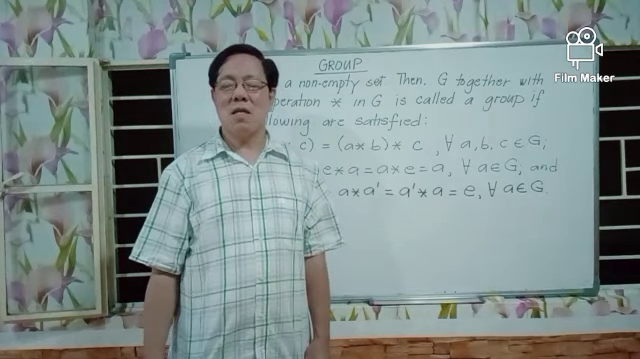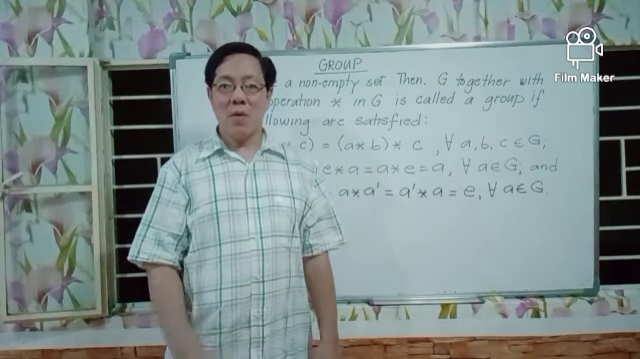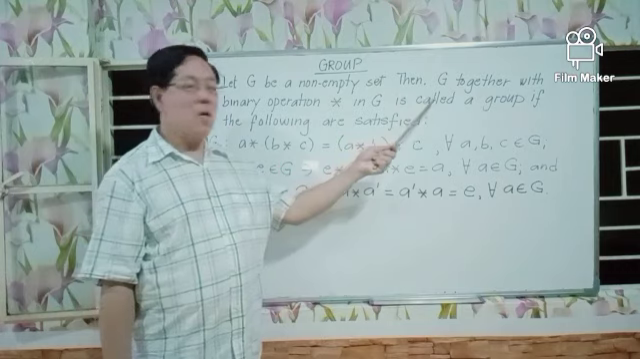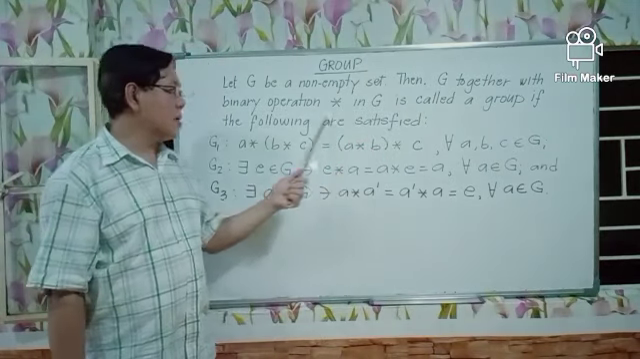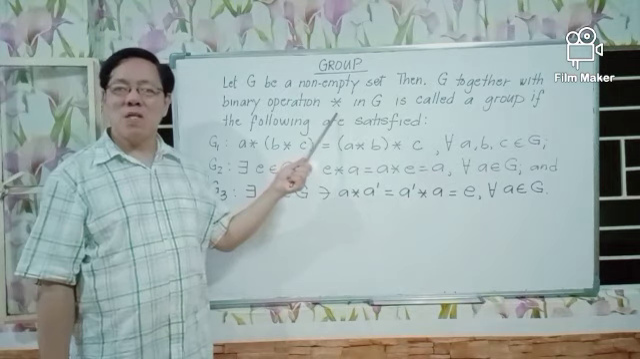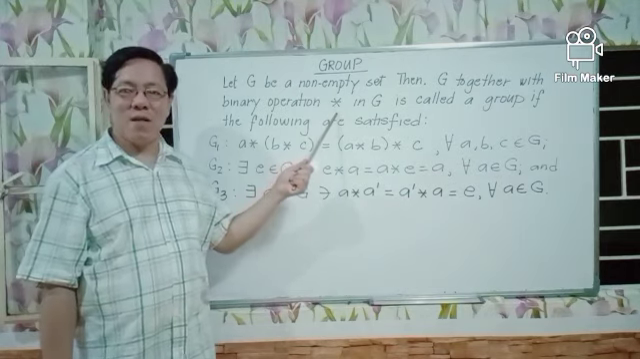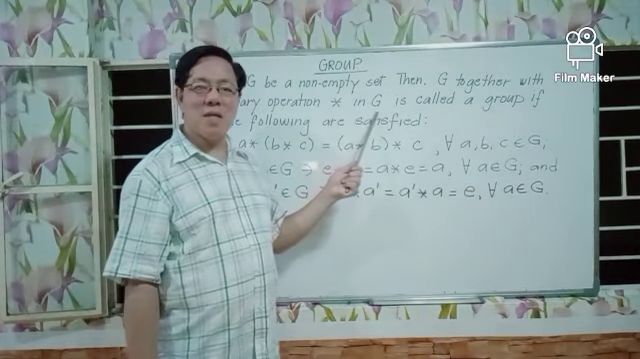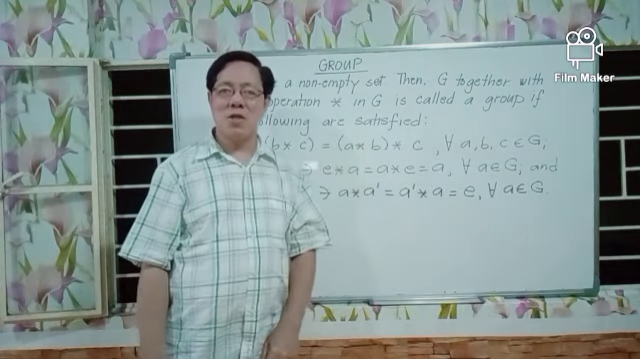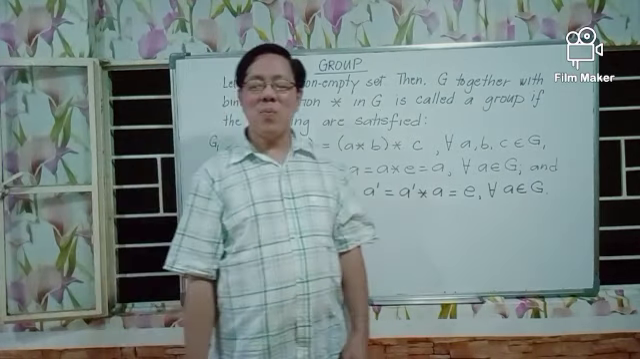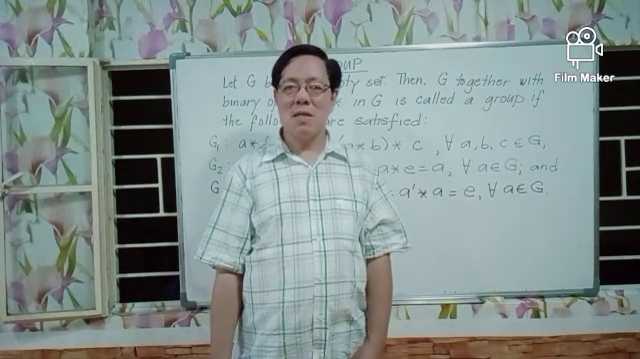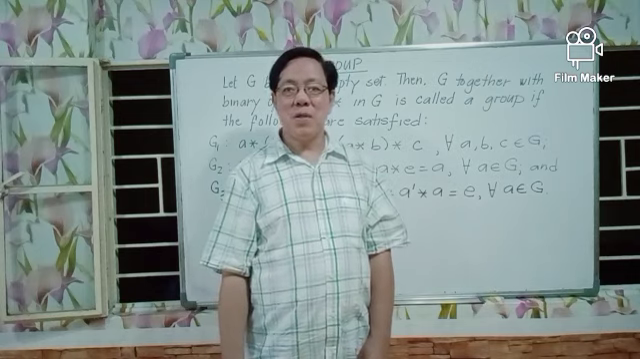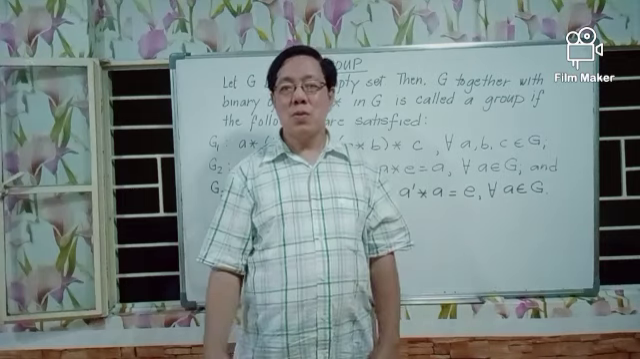The second entity involved in a group is a binary operation. In this definition, the binary operation on G is denoted by this notation, which we read as star. And this binary operation is defined in the non-empty set G. Actually, a binary operation defines a map of sets. It defines a function from the cross product of a set to the set.